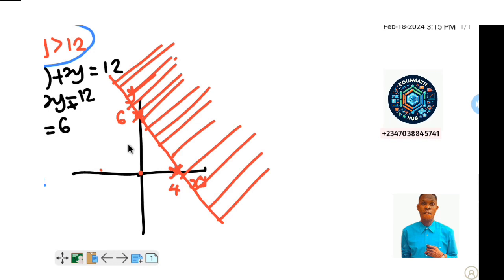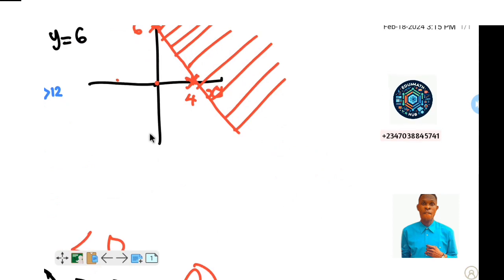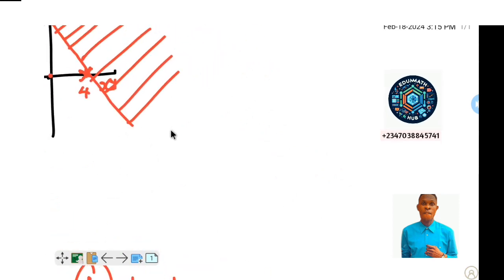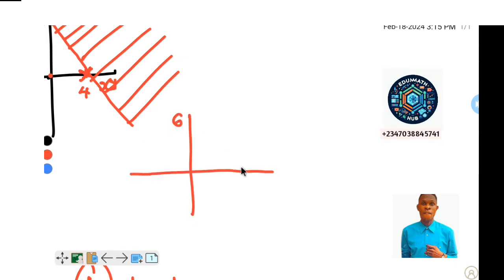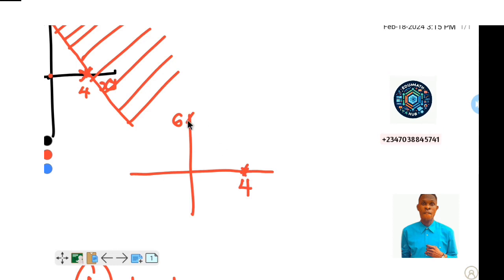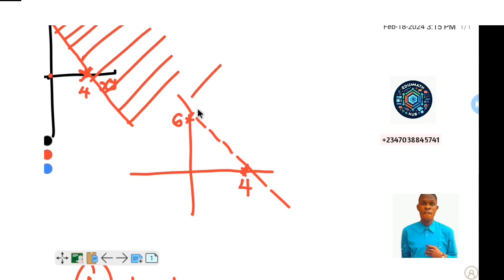Now there's something I forgot to tell you. Depending on this equation, if your inequality is showing greater than, this line should be dotted. This is your main equation line. It should be dotted, because it is greater than. So the true form will look like this. You have this line, you have 6 here, and you have 4 here. So this line will be dotted. It will be a broken line, and you now shade in this direction.